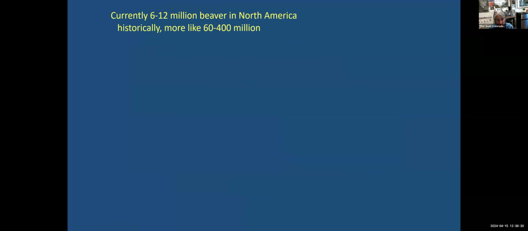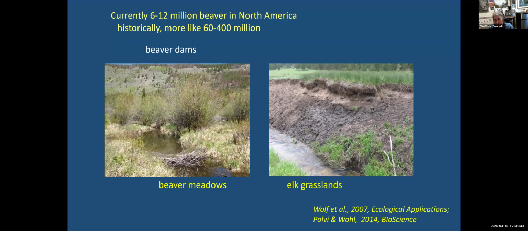Same type of thing for beavers. The estimates are something like 6 to 12 million in North America, in this enormous range because it's poorly constrained historically, but a lot more beaver, somewhere between 60 and 400 million. And this is one of the most famous examples of alternative states for river corridors. Ecologists refer to these as beaver meadows and elk grasslands.